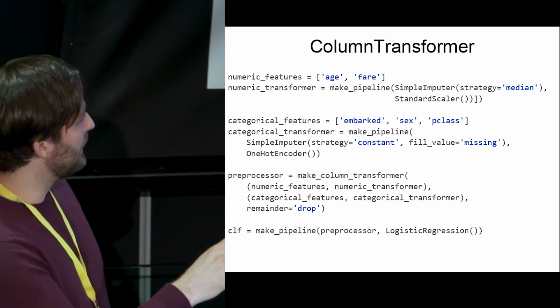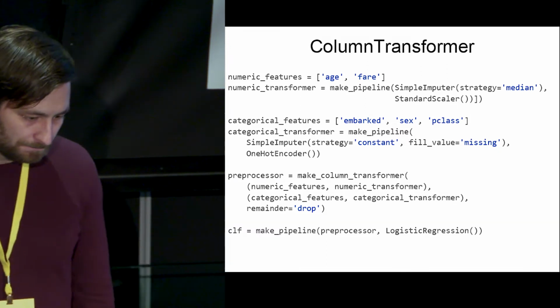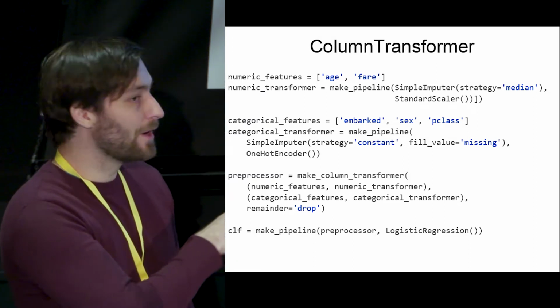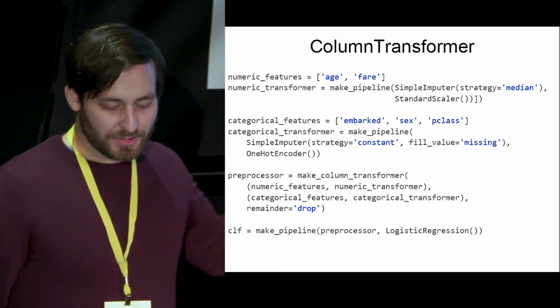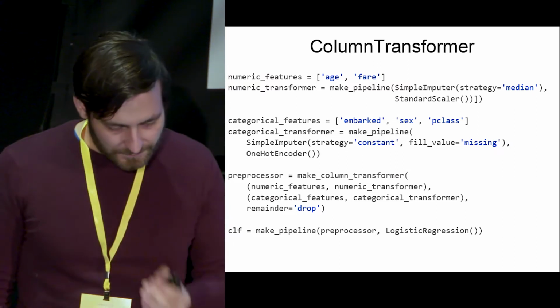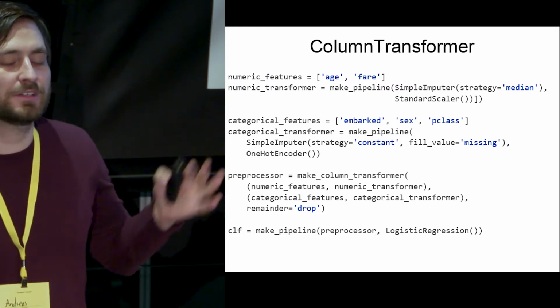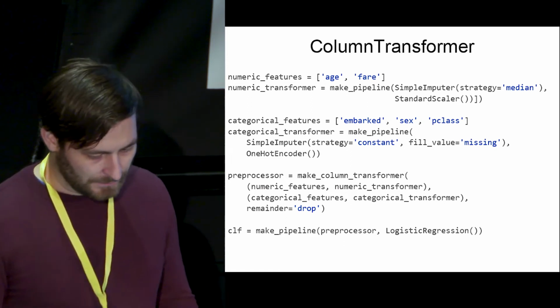And now I can build a final model by putting this preprocessor in a pipeline with some classifier. So now the clf object encodes the whole workflow, doing all the different encoding, scaling, and so on. And this is really helpful if you have different kinds of features in your data set, or different columns that you want to treat differently.